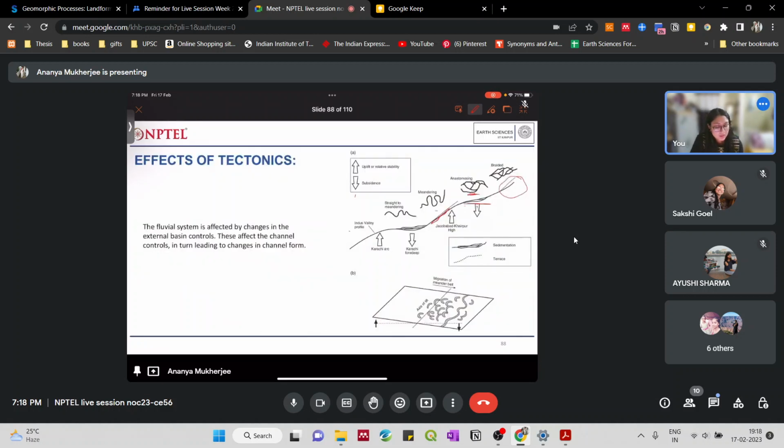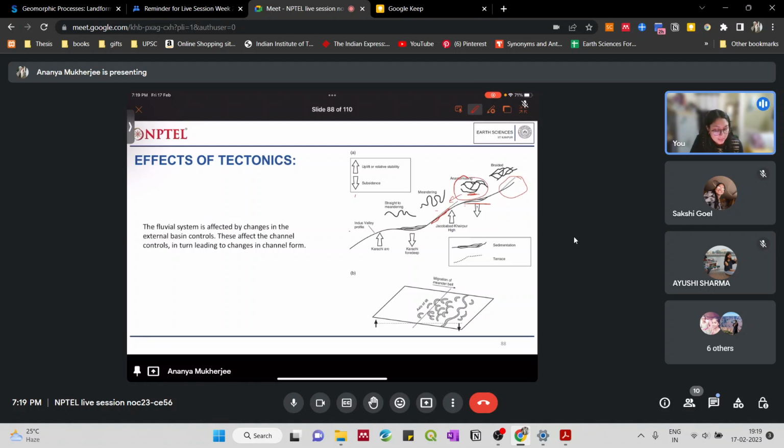As you can see, as the channel slope here increases, with a slight increase in the flow velocity, the river channel is getting less sinuous in nature, compared to this anastomosing channel.